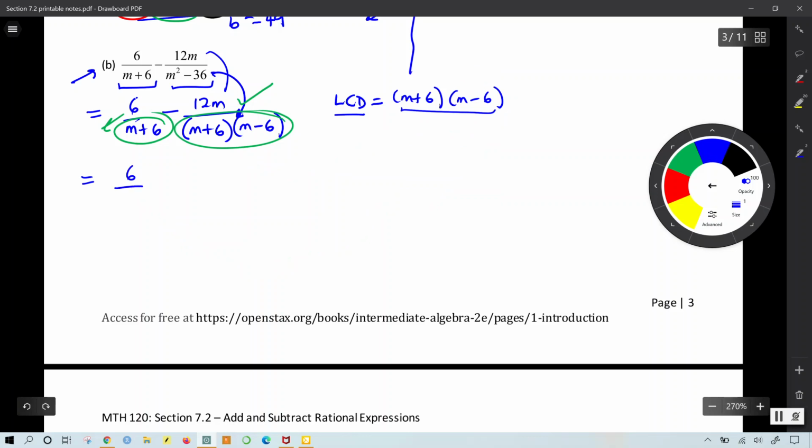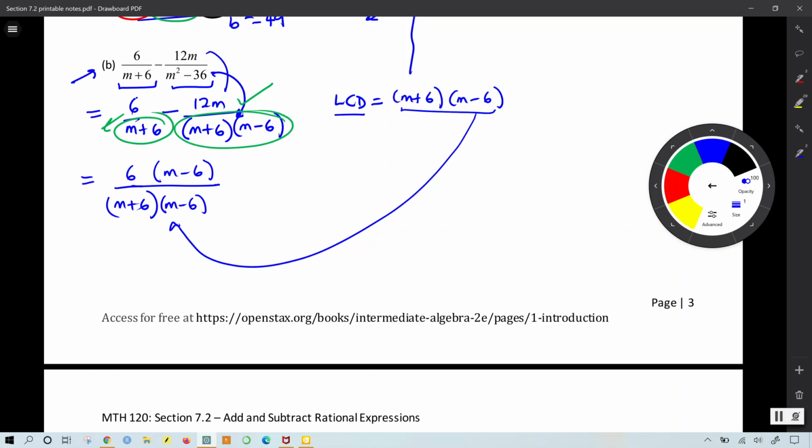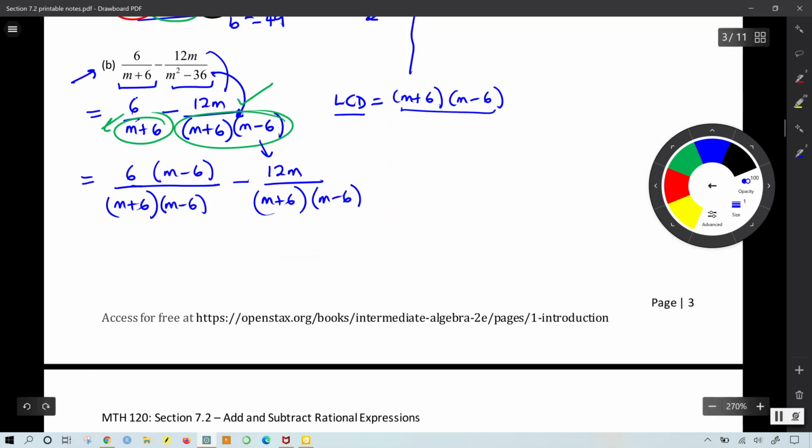Let's do that, because by helping it, we are also helping ourselves. So we have 6 all over m plus 6. This needs m minus 6, so we're going to include it and pay the price. As long as we put it on the bottom and on the top, we are good to go. Then minus this guy we said earlier is already in a good form, so we will not adjust or put any extra sauce on it. And this is good. By doing this, what do we observe? Both denominators are now exactly the same as the LCD.